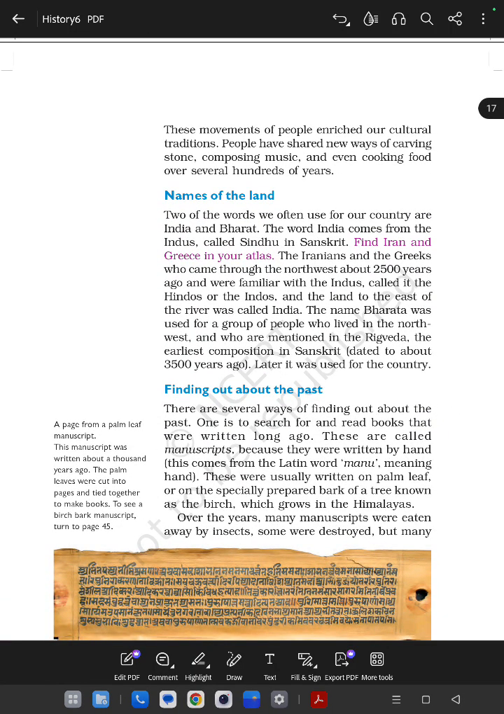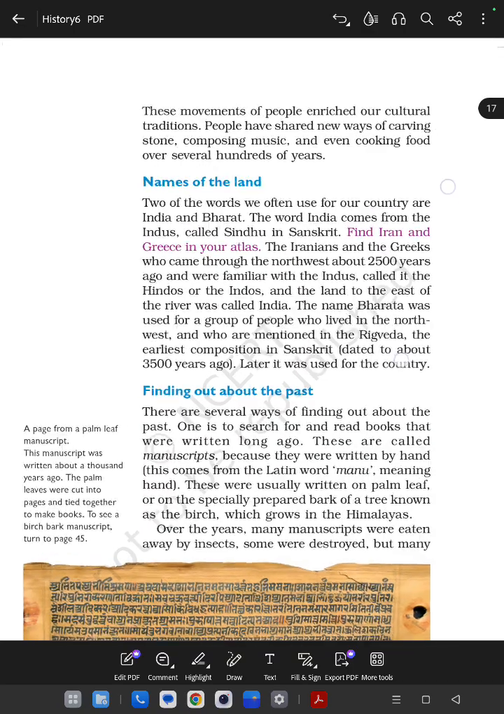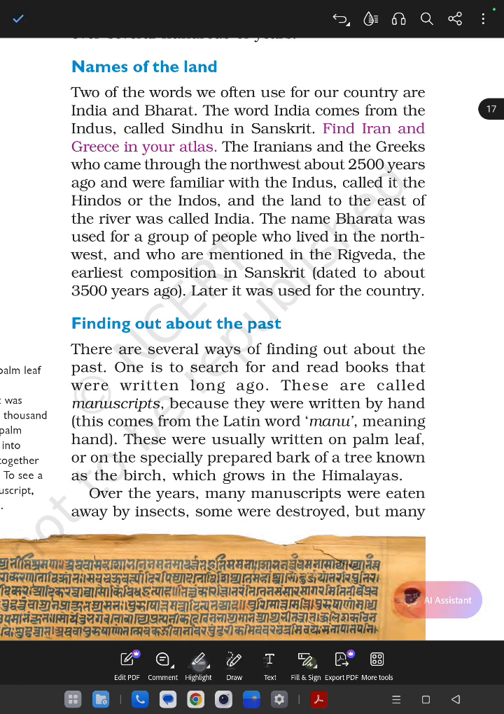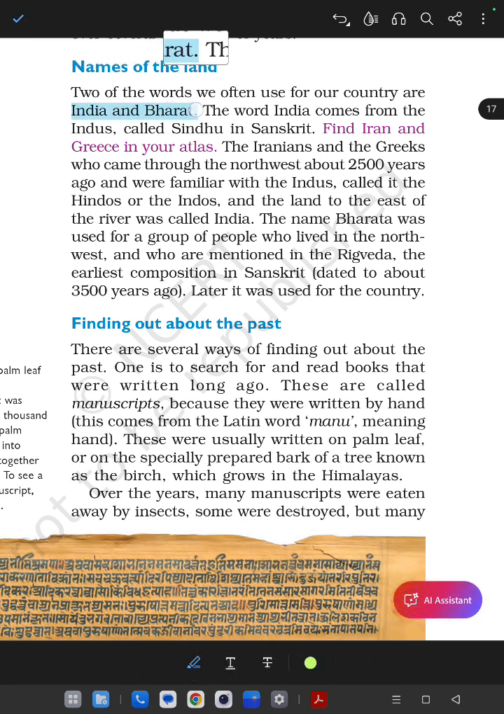Names of the land. Two of the words we often use for our country are India and Bharat. So it is a very important line. India, that is Bharat. You would have already seen in many reels and trending videos that a question has been asked in interviews that India and Bharat are the same. So yes, India, that is Bharat. We have it in Article 1. India, that is Bharat, is a union of states.